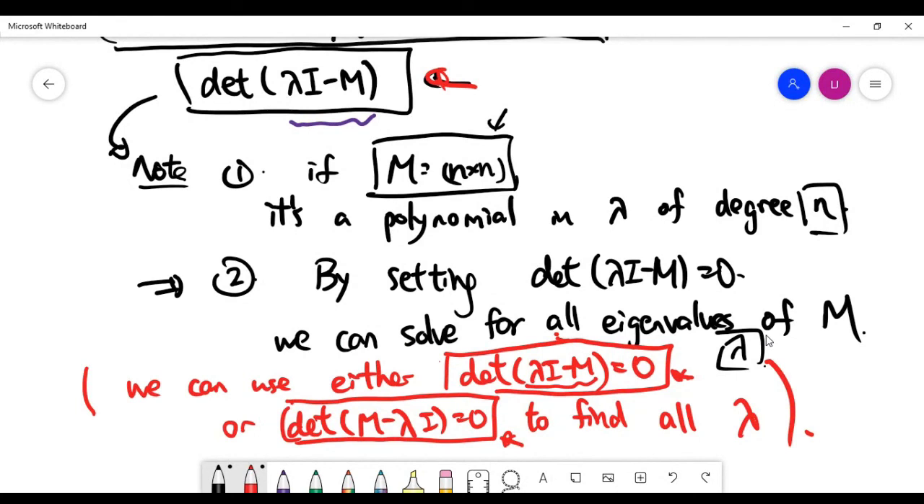We'd like to look at more properties of characteristic polynomial in a deeper way a little bit later.